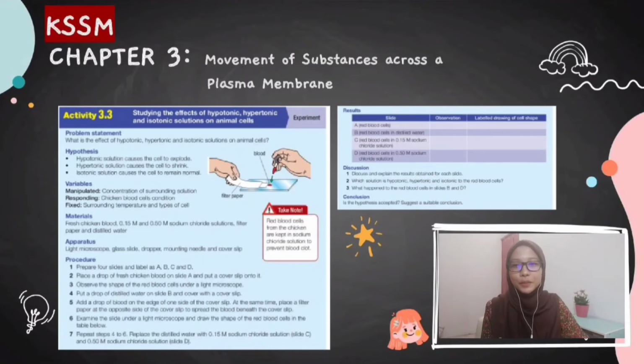In Activity 3.3, students need to conduct experiment to study the effect of hypotonic, hypertonic and isotonic solutions on animal cell.